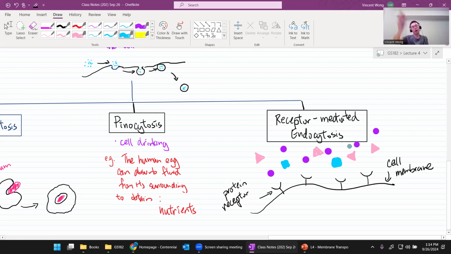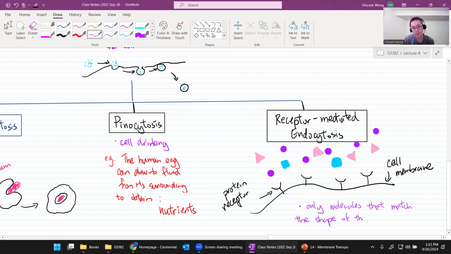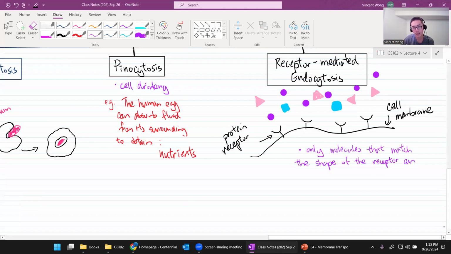Now, with receptor-mediated endocytosis, only molecules that match the shape of the receptor can enter the cell. So over here, only the purple balls can be brought in, not the squares, not the triangles, because they won't fit into the receptor, right?